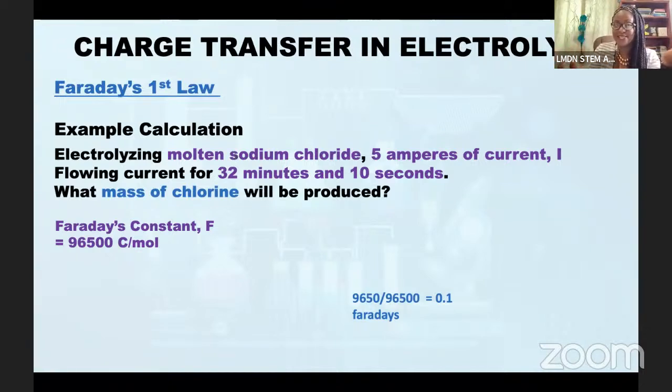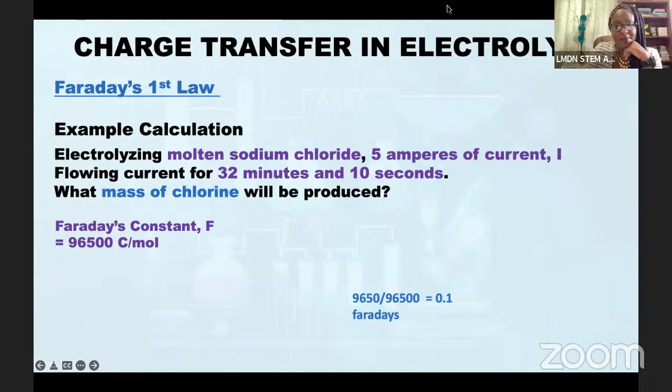The first law is relating the quantity of charge to the mass that gets deposited, right? And what did we say? The amount of mass that gets deposited is dependent on the quantity of charge, the electric charge that flows through that cell. So the more electric charge you have flowing through, the greater the amount of mass that's going to get produced, right? And so for this particular example calculation, we are electrolyzing molten sodium chloride, right?